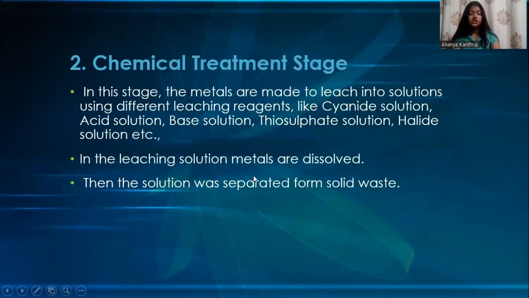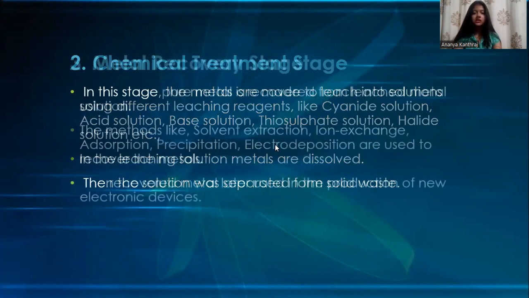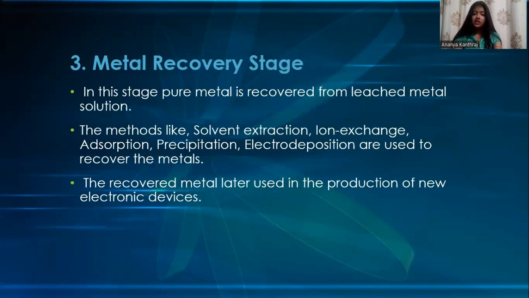The chemical treatment stage. In this stage, the metals are made to leach into solutions using different leaching reagents like cyanide solution, acid solution, base solution, thiosulfate solution, halide solution, etc. In the leaching solution, metals are dissolved, then the solution is separated from the solid waste. Third is the metal recovery stage. In this stage, pure metal is recovered from the leached metal solution.